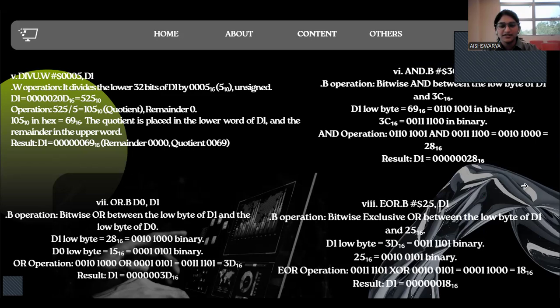EOR.B #$25, D1. B operation, bitwise exclusive OR between the low byte of D1, which is 3C, and 25 hex. And the result will be D1 equals 00000019.